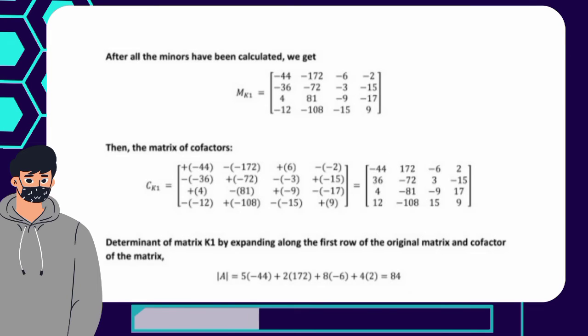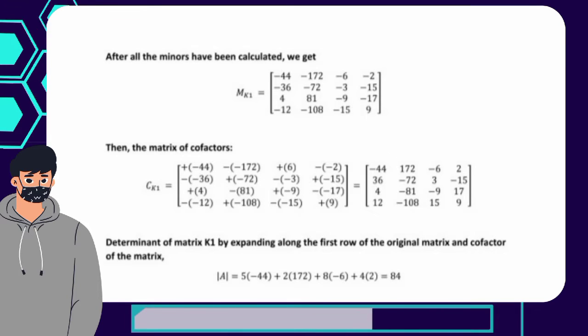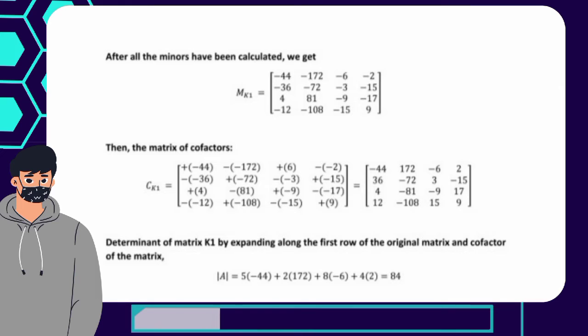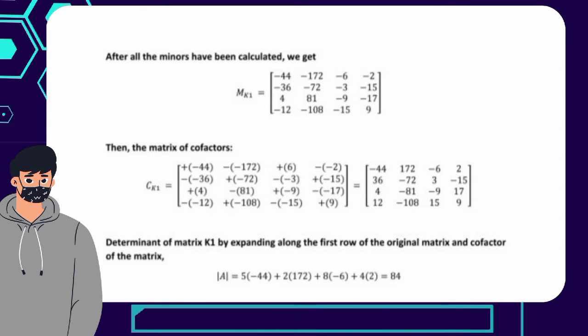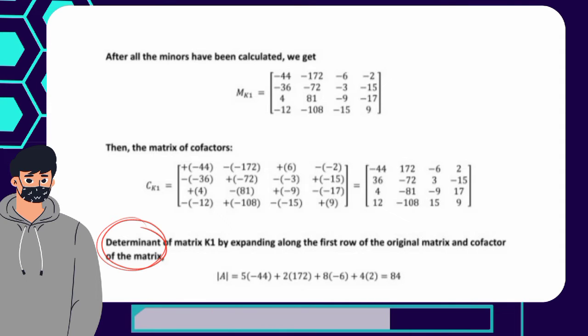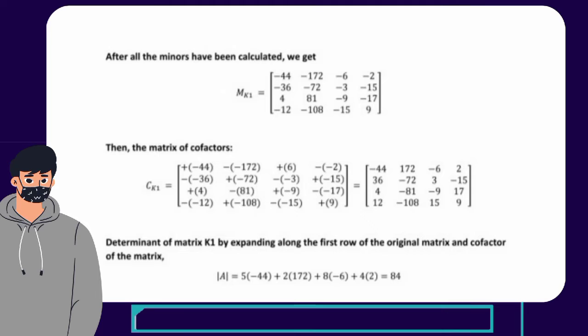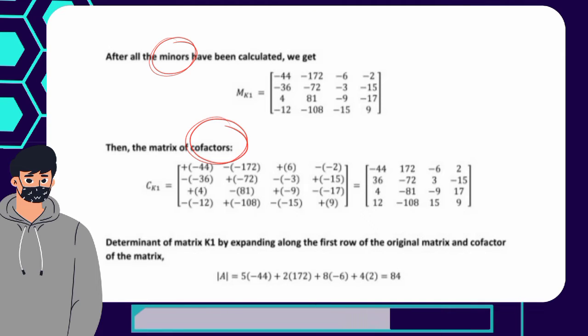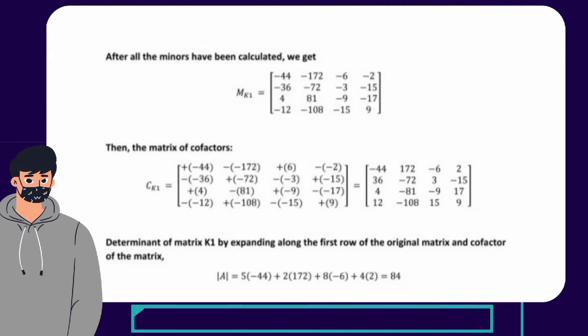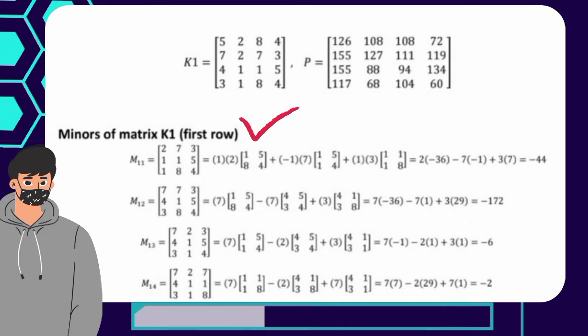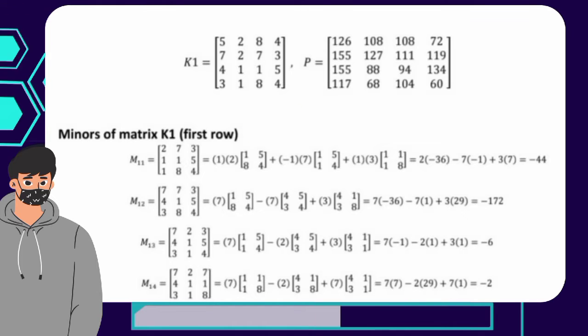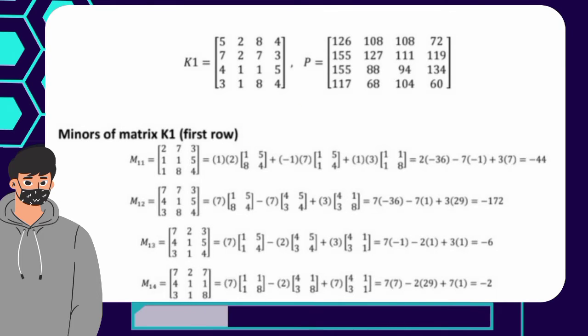Hey guys, so now let's see whether the matrix K1 is the correct matrix or not to decrypt the secret message sent by Along. For this matrix, we will be using the adjoint method to find the inverse. Before we can find the inverse, we need to obtain the determinant and the adjoint matrix. To find the determinant, we need to find the minor and cofactor of the matrix first. The minor of the element in row 1, column 1 can be found by deleting row 1 and column 1. Then we compute the determinant of the resulting 3x3 matrix.